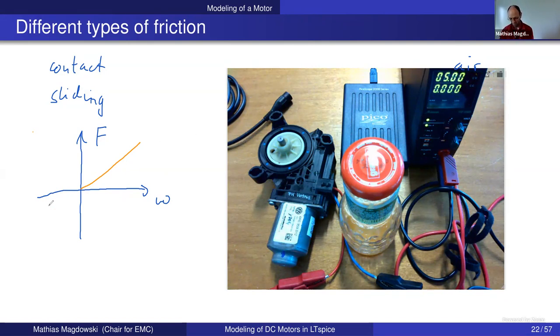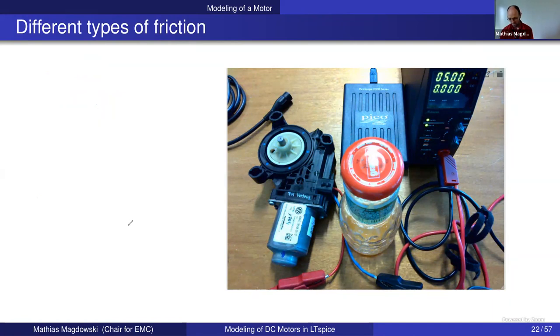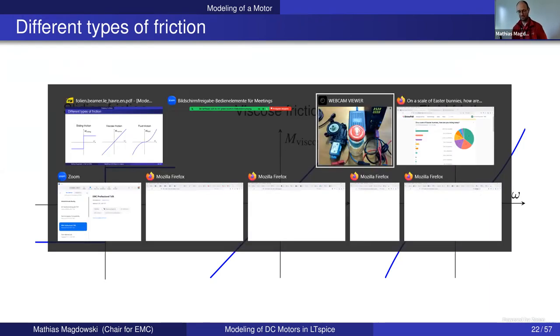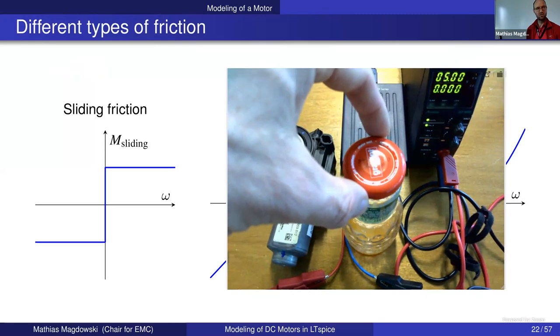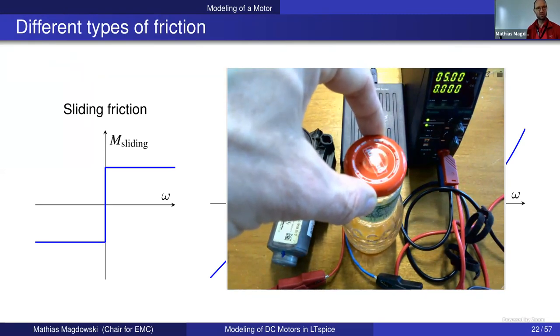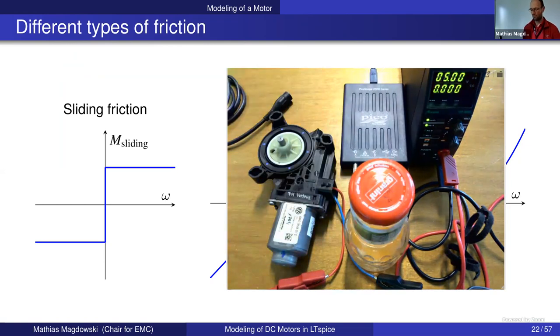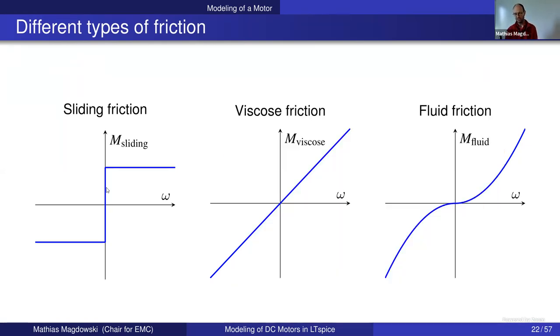But something like this can happen. And so there are three types of friction that can be distinguished. The first one, as already mentioned, this contact friction, sliding friction, is really more or less independent of the speed. So no matter how fast you rotate, it will always be the same kind of friction. You can also see this a little bit in my experiment here. If I had just a very small force, I cannot rotate this bottle. You always need a minimum force to rotate it, otherwise it won't move. So the sliding friction is constant with respect to the rotational speed.